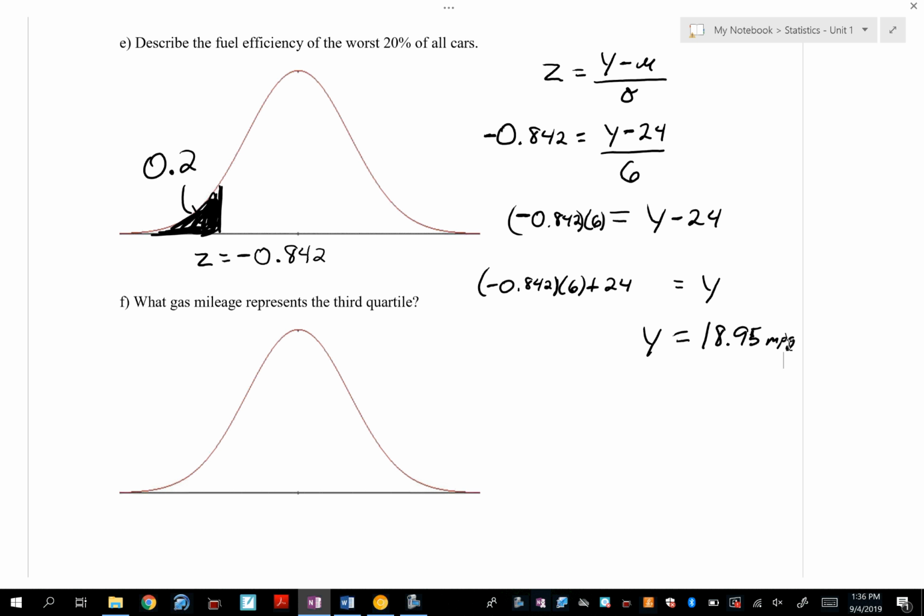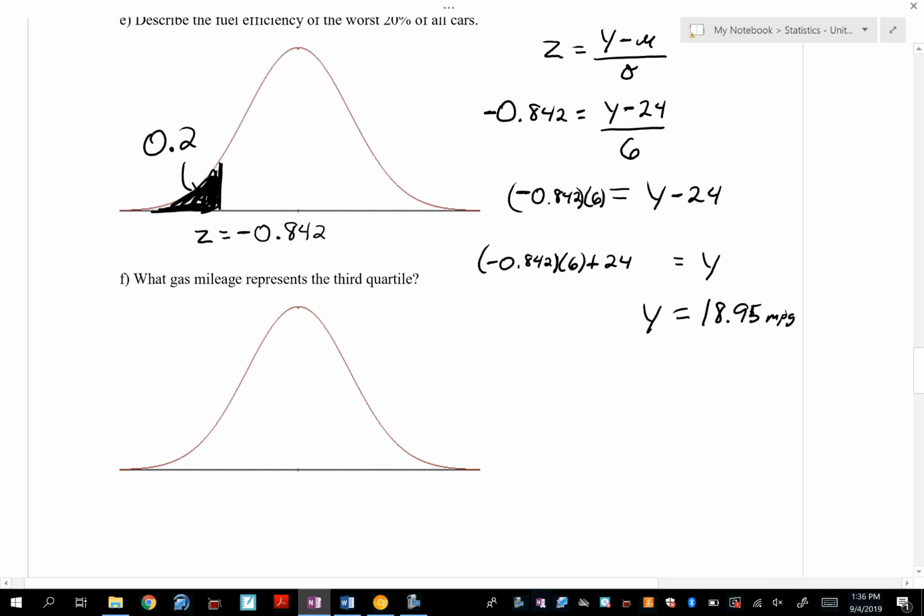Okay, I'm going to pause here. Any questions on how to do it? Going the inverse, the backwards way. This is called inverse normal because we went backwards. Why did we find y? Because before we knew y and we found the percentage in the shaded area. But now it's the opposite. They're saying, here's the percentage in the shaded area, 20%. Find the z-score and use this z-score to find the fuel efficiency that's associated with the worst 20% of all cars. Okay? Everybody good? Okay, let's do two more, and then I'm done.